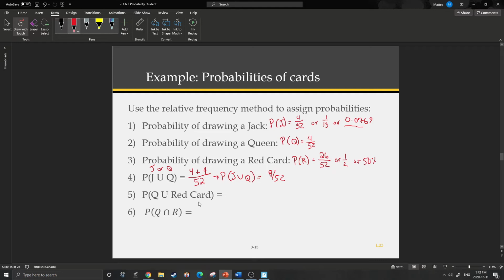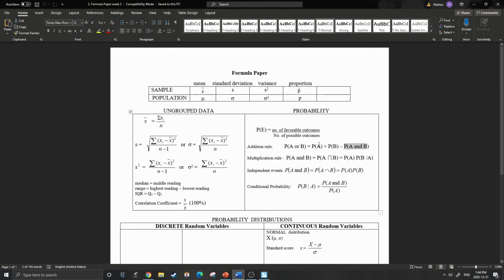What about the probability of getting a queen or a red card? Well, this would be the same thing as probability of queen plus the probability of a red card. Now, is there any overlap? So are some queens also red cards? So we need to subtract probability of queen and red. Does this formula look familiar to you? It should, because it's the addition rule, right? Probability of your first event plus the probability of the second event minus any overlap they might have.